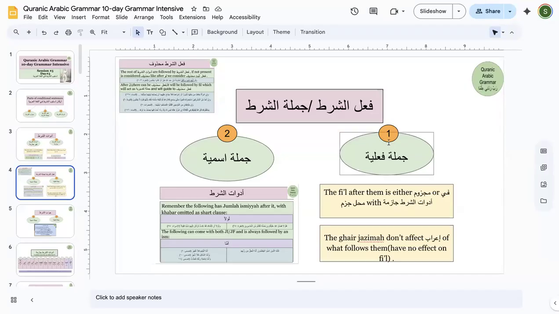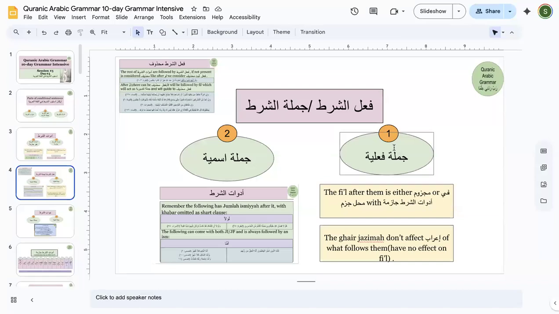Okay, it is going to be of two types. It is going to be jumla failure in 90% of cases, and it is going to be jumla ismiya in 90 to 95% of cases. You will find your jumla shart as jumla failure. Everyone with me? 90 to 95, or actually 95 to 98%, make it and put it in that range.